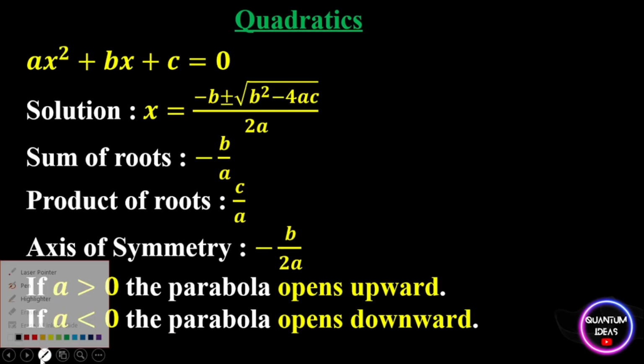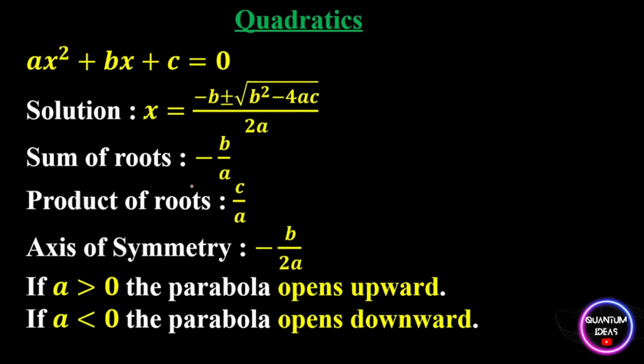We have quadratics, one of the very important topics. We know that ax square plus bx plus c constitutes a quadratic equation where a is not equal to 0, and the solution of this quadratic equation is this one. If you take positive, you will get one value of x, let's say x1. If you take negative, you will get another value of x, that will be x2. So there will be two roots. If you add those two roots, x1 plus x2, that will be the sum of the roots, which is minus b over a, and the product of the roots, x1 into x2, will be c by a.